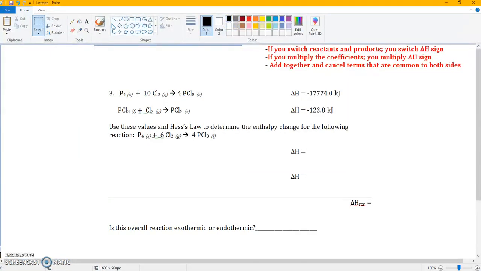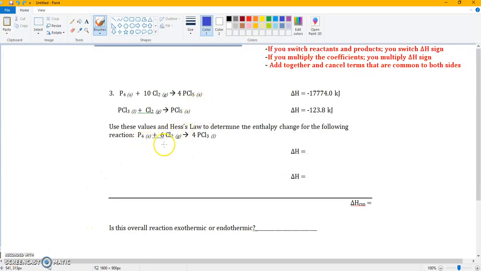So let's try another one. Number 3. These are the reactions I am given with their enthalpies. This is the reaction that I want. And so I am going to try to rearrange these top equations right here so that they match this equation right there.